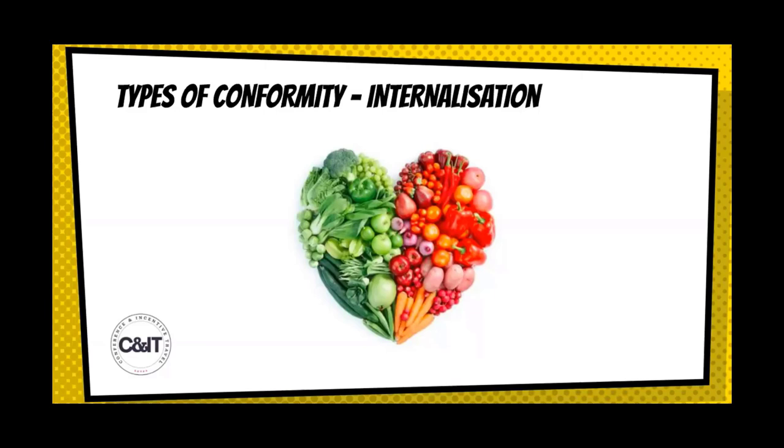When they all move home or leave university, one person continues to be a vegetarian because they believe in the morality of it or the arguments for it. The other one goes straight back to eating meat. So the person who continued to be a vegetarian has internalized that conformity and has completely changed their behaviors.